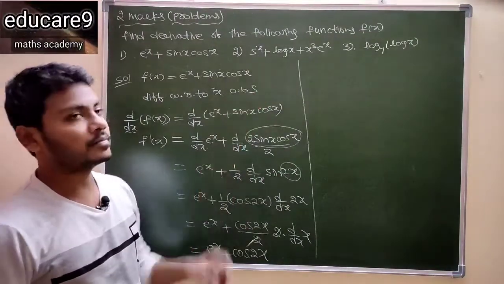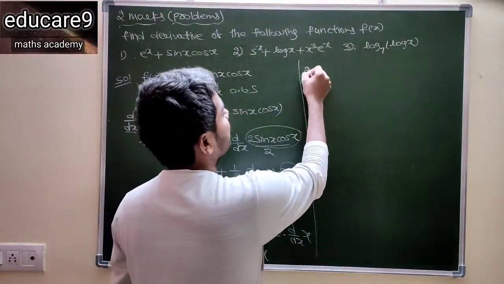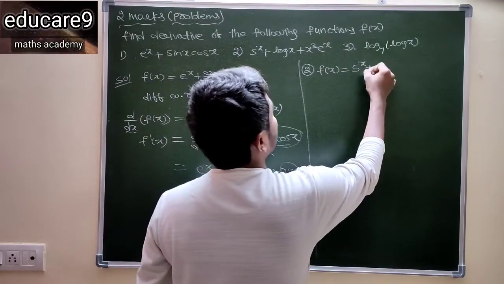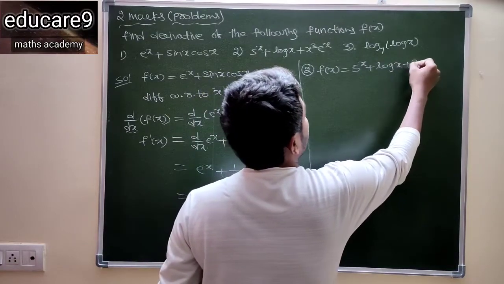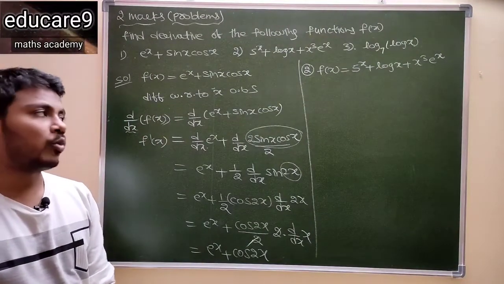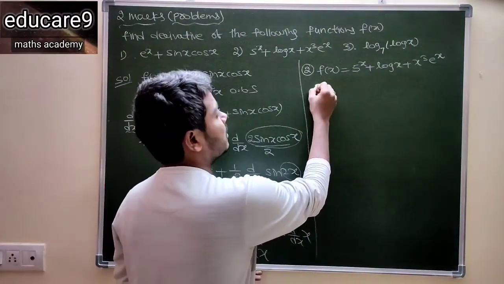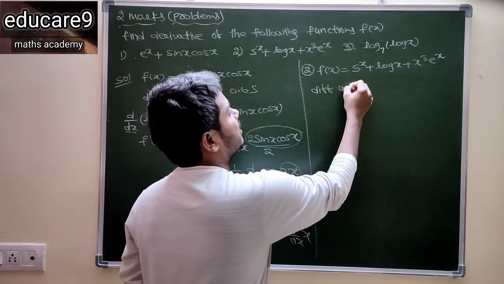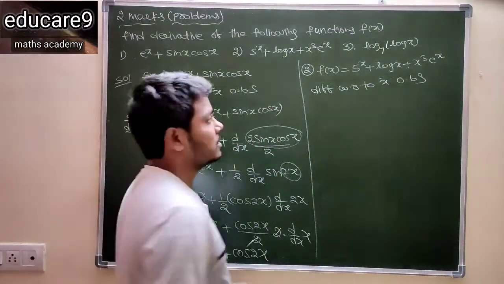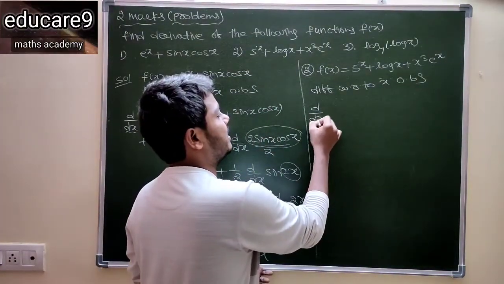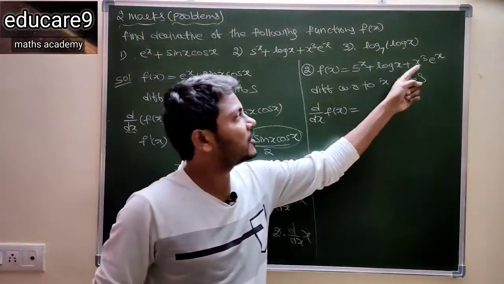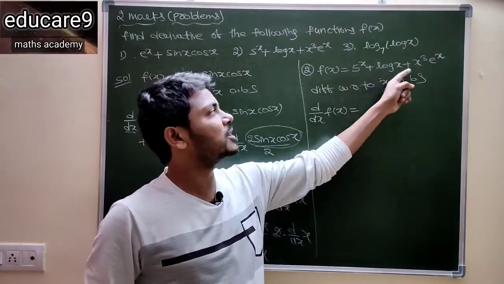Now see the second one. f of x is equal to 5 power x plus log x plus x cube e power x. Again, find the derivative of this function. Differentiate with respect to x on both sides. So this is d by dx of f of x is equal to the derivative of each function, because there is a sum of 3 functions.